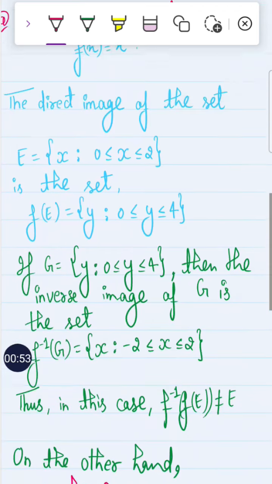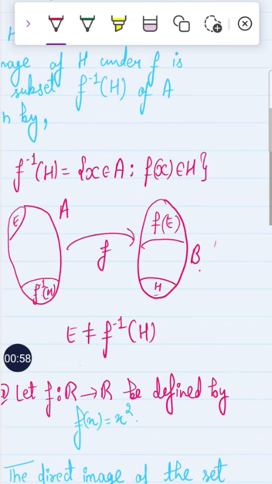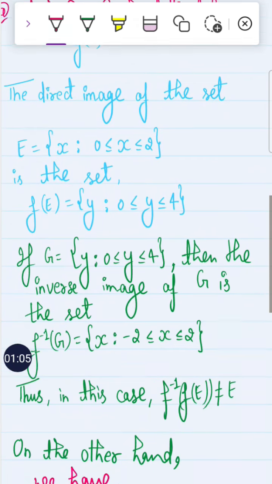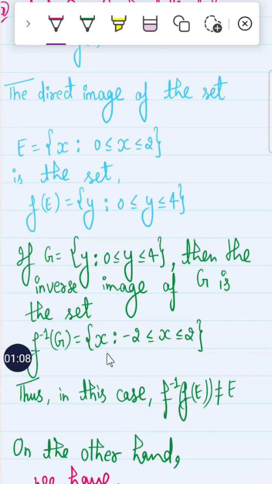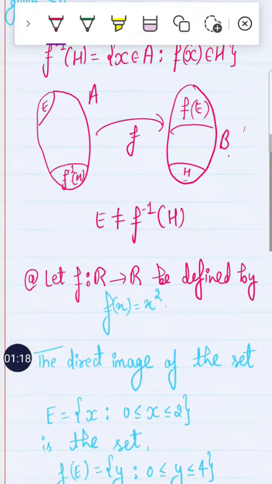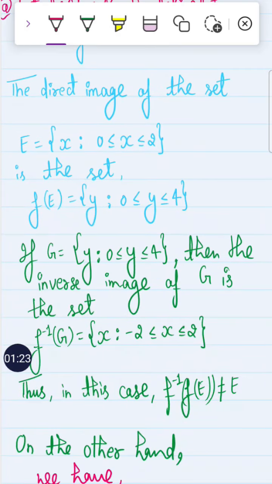How to find the inverse image of this? What is the meaning of inverse image? We say that x is in A such that f(x) is in H, right? So f inverse of G, what is f inverse of G? x is in the domain such that f(x) is in G, right? So f(x) is in G means f(E). So what is this? f inverse of G is in between -2 and 2.